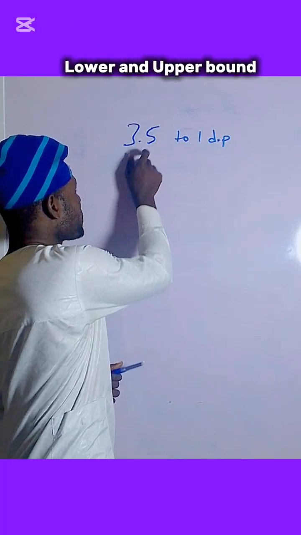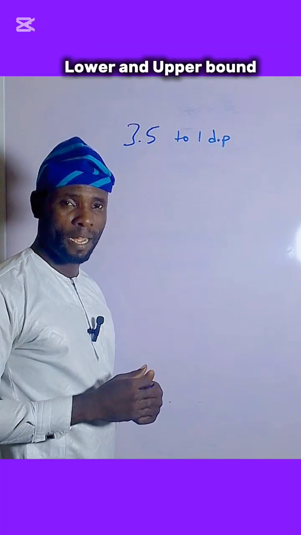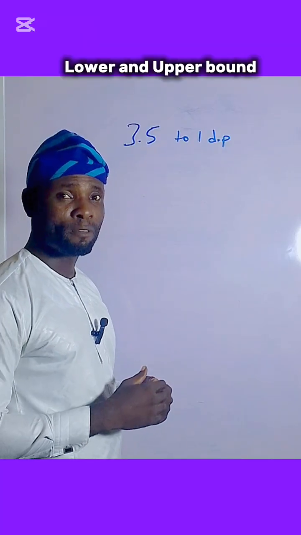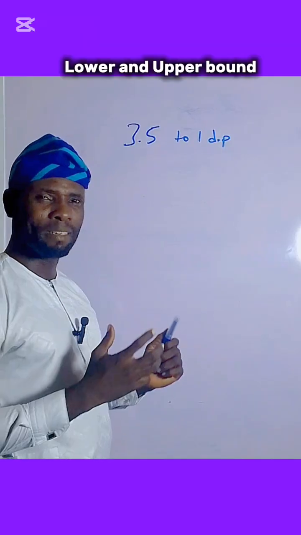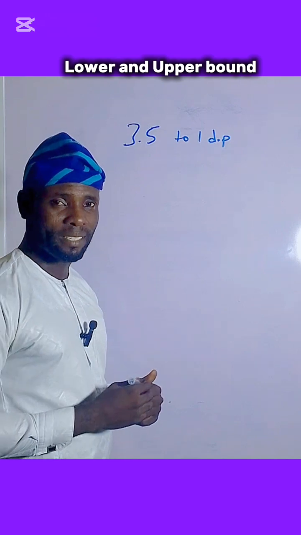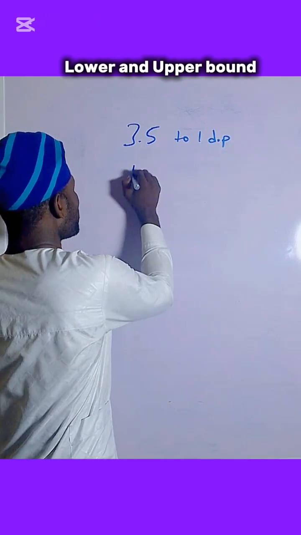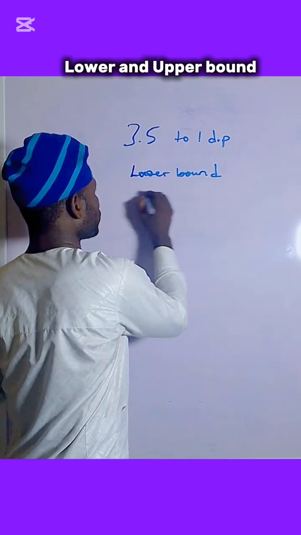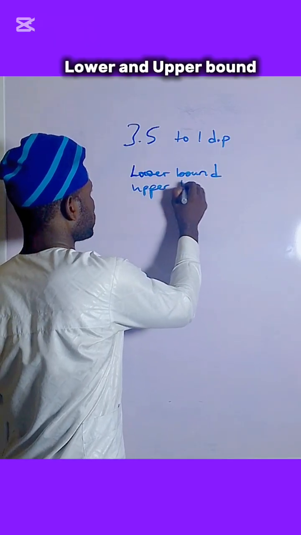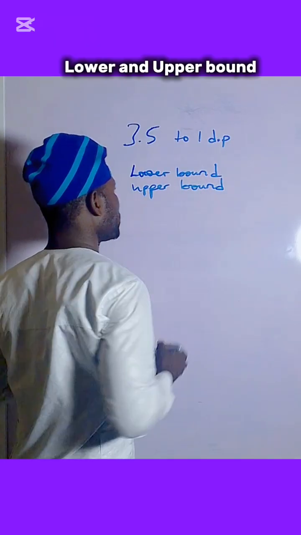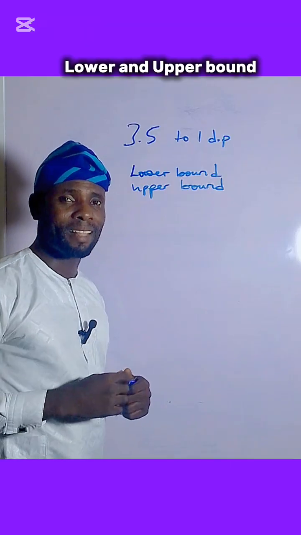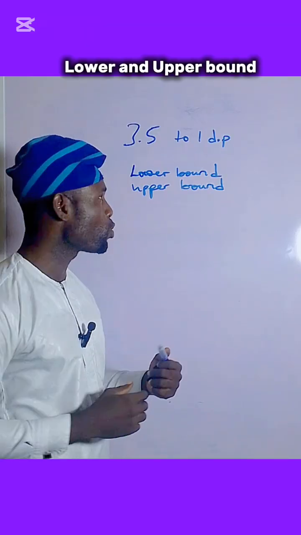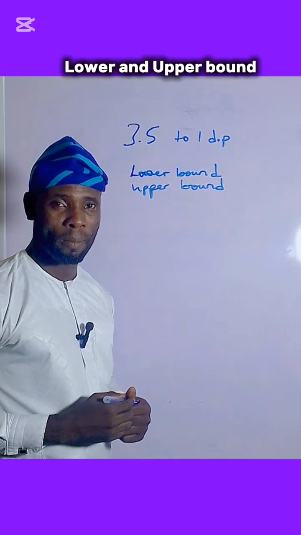This 3.5 is not the exact value. It is only an approximation. The real value lies within limits, and these limits are called lower bound and upper bound. Since the real value lies within lower bound and upper bound, how do we find lower bound and upper bound?